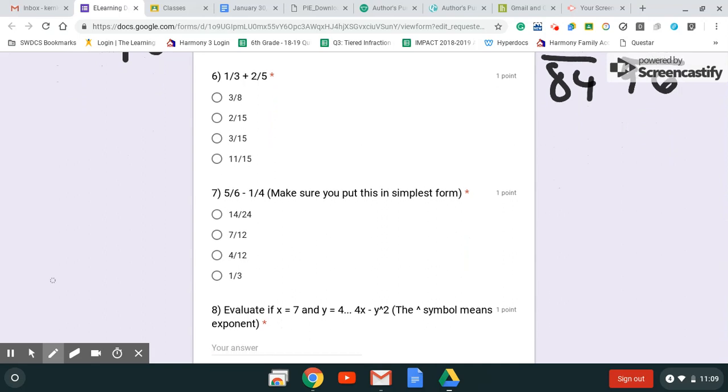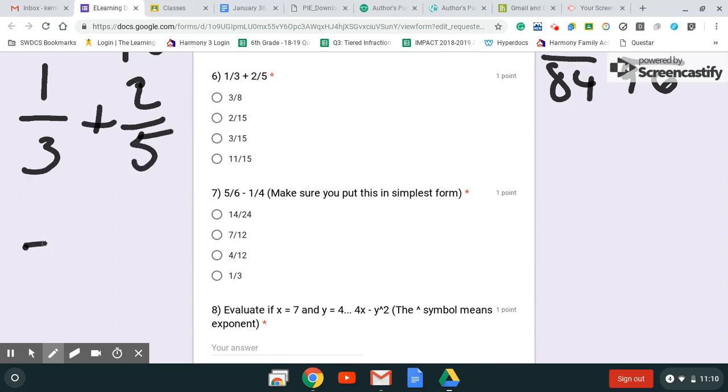Number 6 and 7 is adding and subtracting fractions. Remember, you have to get like denominators, so use your multiplication chart. Go down your 3s and 5s until you find a common number, and that will become your denominator. So you'll have 1/3 plus 2/5.